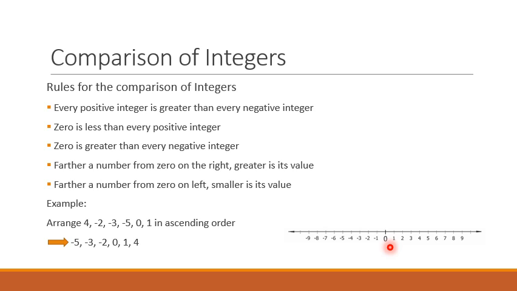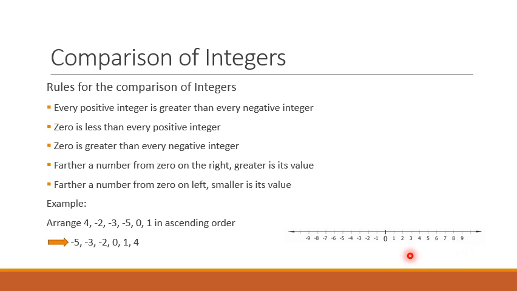Now next point: the farther a number is from 0 on the right, the greater is its value. What does this mean? As we move towards the right from 0, the value of the integer goes on increasing. So 9 is greater than the rest of the positive integers. So the value of 9 is greatest on this number line. As we move away from 0 towards our right, the value of the integer would increase.